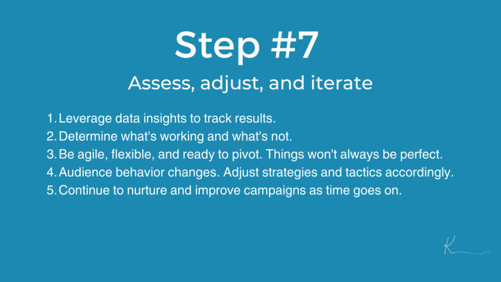And really capitalize on what is working, and then just be agile, flexible and ready to pivot, because things won't always be perfect. You could put out a piece of content that you think is super great and wonderful, and it's just crickets with your audience. So you have to be ready to pivot and say, okay, that didn't work. Why didn't it work? Where did we fall short? So just make sure that you're agile and flexible and ready to pivot, and just understand your audience behavior changes.